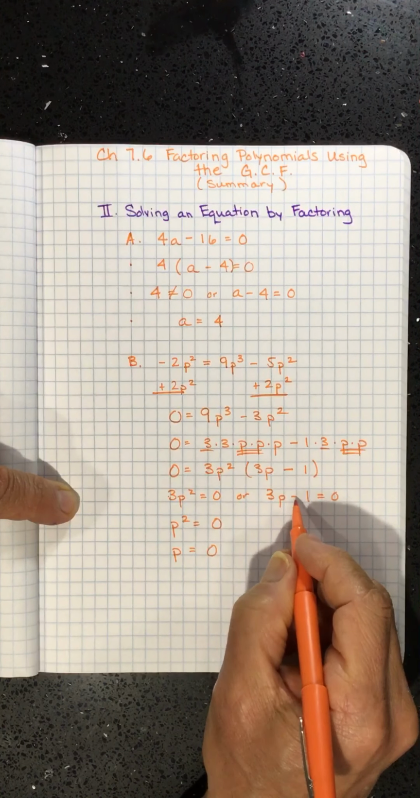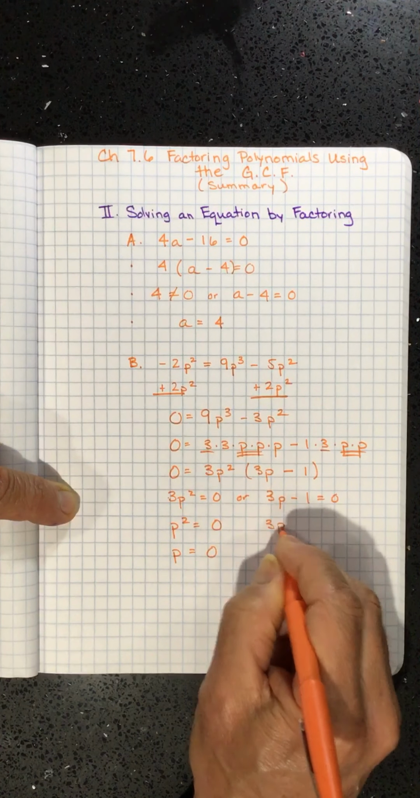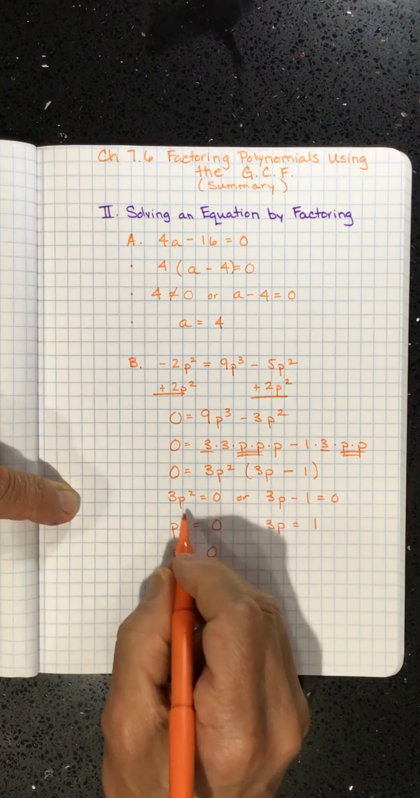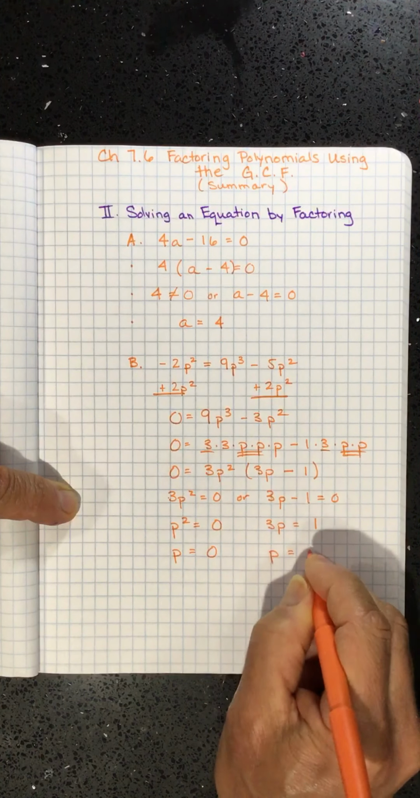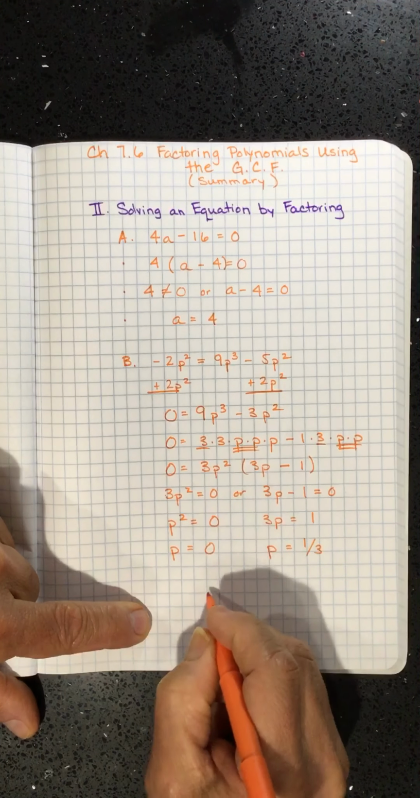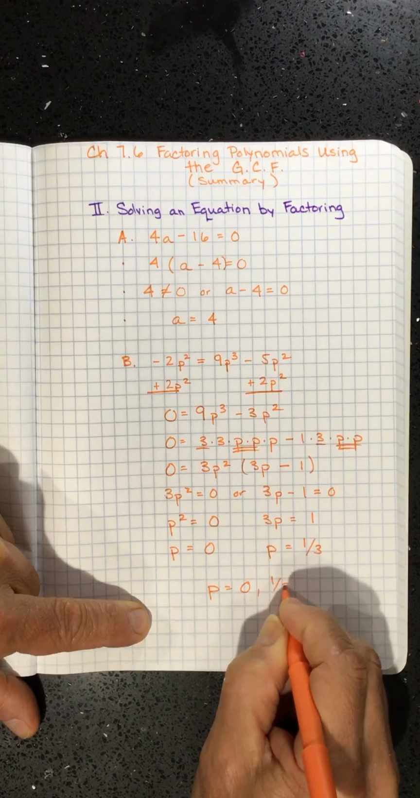Over here, we're going to add 1 to both sides. So now this is going to be 3p is equal to 1. Again, just like over here, we're going to divide by the 3. So then we get p is 1 over 3. So our answer over here is that p is 0, or 1/3.